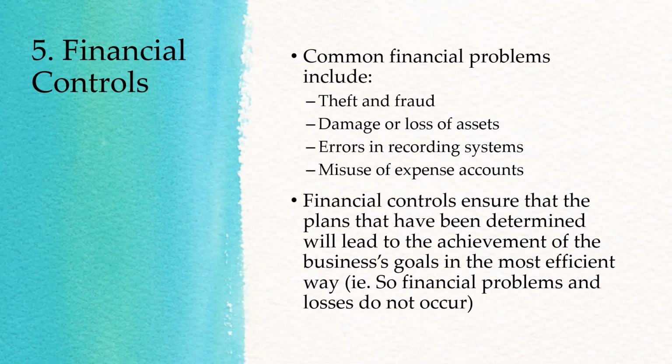Now, financial controls. There are often financial problems, including things like theft and fraud, damage and loss of assets. There's always some sort of errors, and there's misuse of expenses accounts. What happens is that a business needs to make sure they have financial controls put in place so that they can achieve their goals in the most efficient way. In other words, they don't want these financial problems to occur, and they don't want losses as a result of these. So financial controls is all about ensuring that you have plans in place to make sure that these problems don't happen and you have overall success.